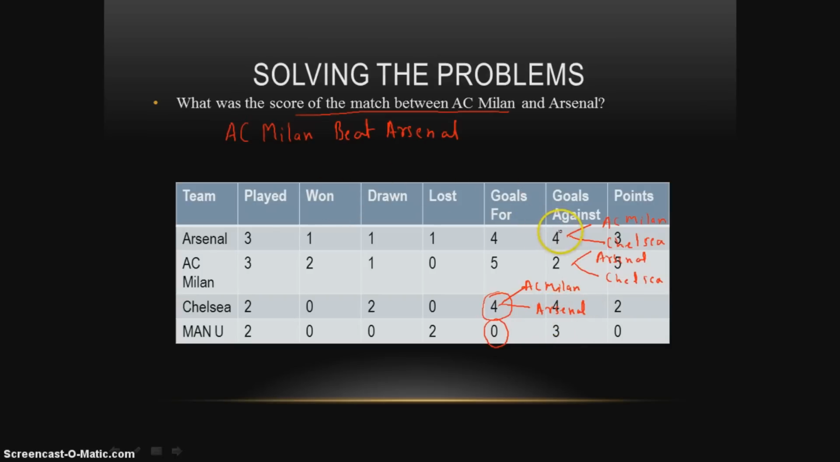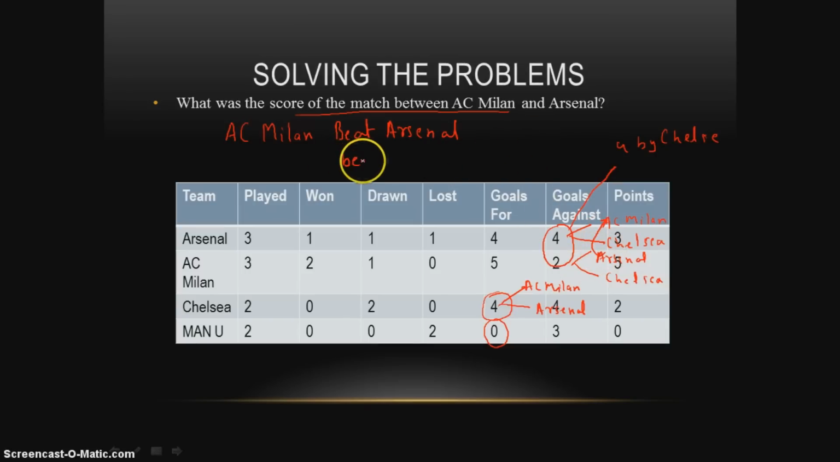So that means out of these 6 goals which have been scored, 4 have been scored by Chelsea. While I see that there are a total of 6 goals which have been scored together against AC Milan and Arsenal, where are these 2 extra goals coming from? So these 2 extra goals, as I see, are coming from the match between Arsenal and AC Milan.